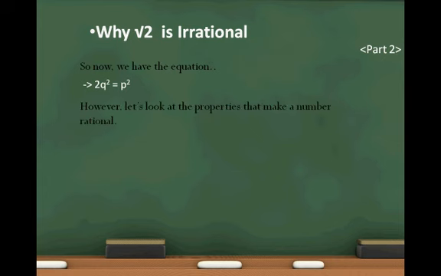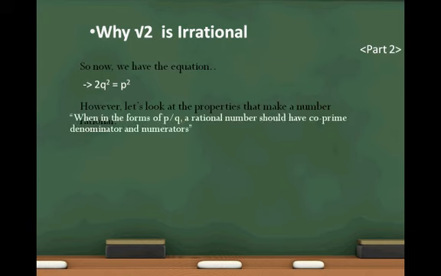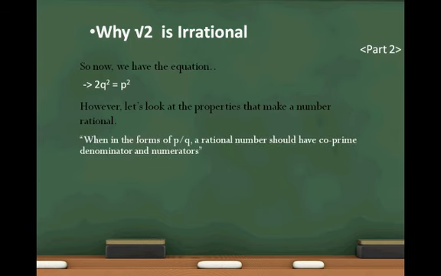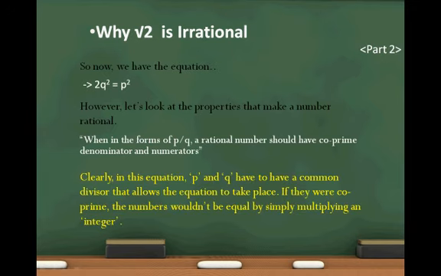But if we look at the properties that make a number rational, when in the form of p over q, a rational number should have a co-prime denominator and numerator. But clearly, in this equation, p and q have to have a common divisor other than 1 that allows the equation to take place. If they were co-prime, the numbers wouldn't be equal by simply multiplying an integer.